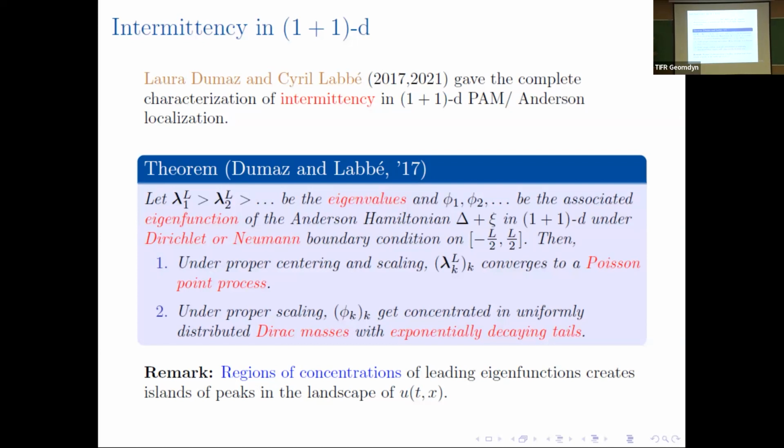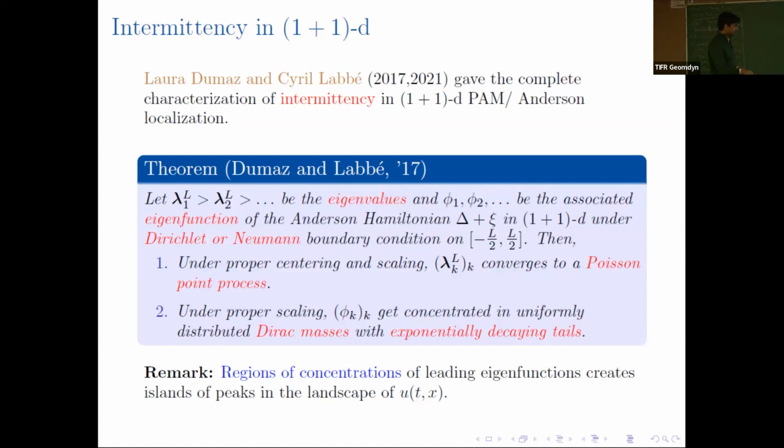If you take the eigenvalues, which would be a pure point spectrum, and the eigenfunctions in a box with Dirichlet-Neumann boundary condition, then under proper centering and scaling, the eigenvalues converge to a Poisson point process. And the eigenfunctions are concentrated in uniformly distributed Dirac masses with exponentially decaying tails. They won't be exactly degenerate functions, but functions with exponential tails. That is the nature of the statement of Anderson localization.